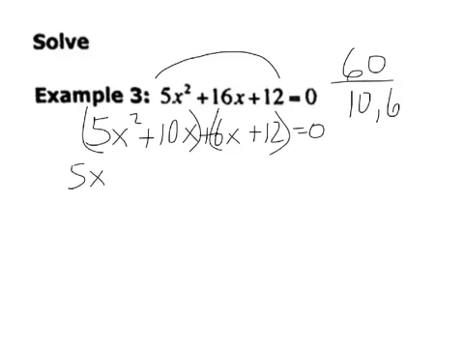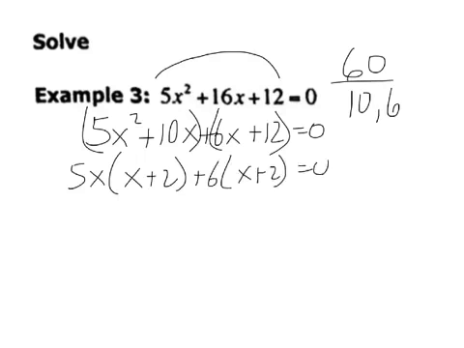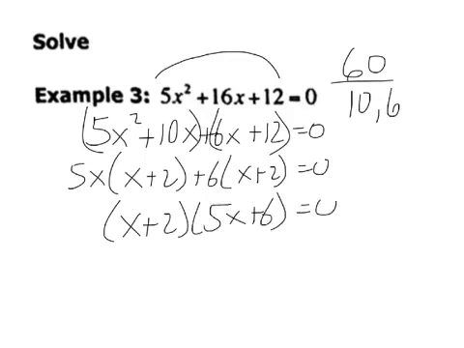Pull out a 5x, x plus 2. Pull out a 6, x plus 2. And then I can have x plus 2 and then 5x plus 6. So nothing was different up till now. But now there's an equation I'm trying to solve, which means my final answer has to be x equals something. Anytime you're solving an equation, your answer has to be x equals something.